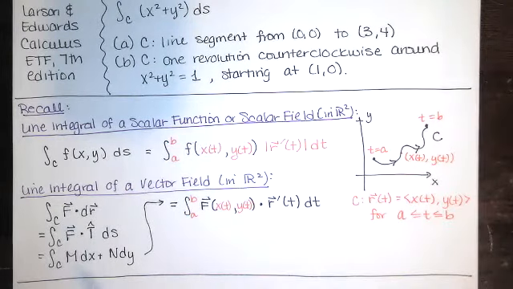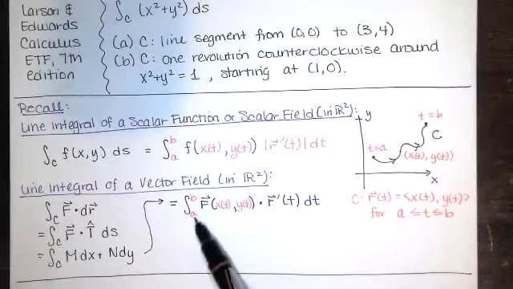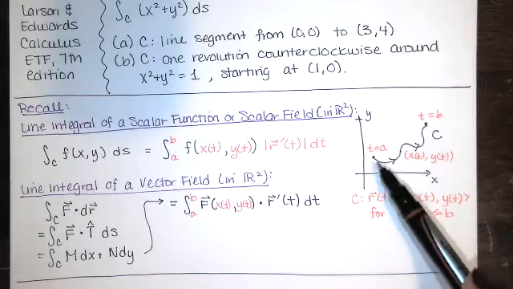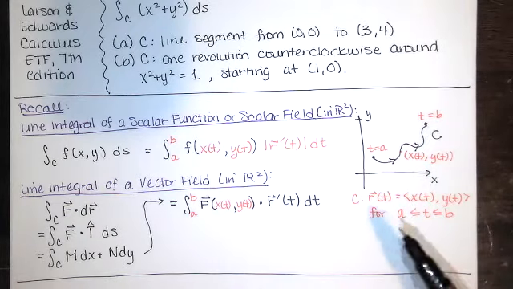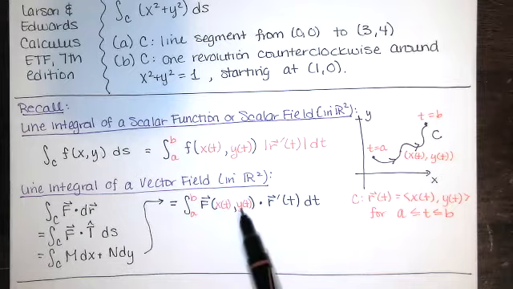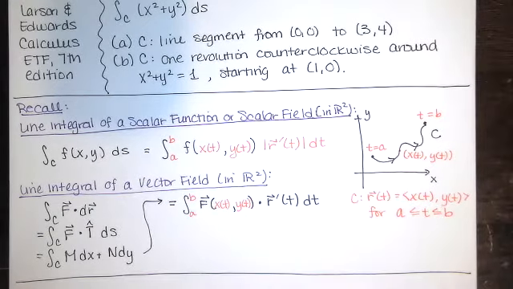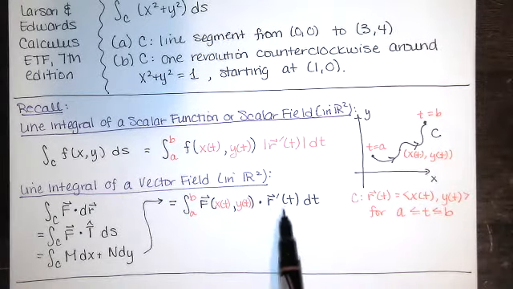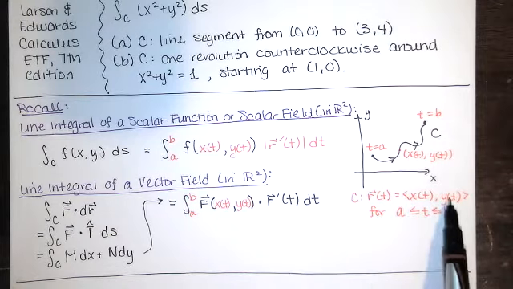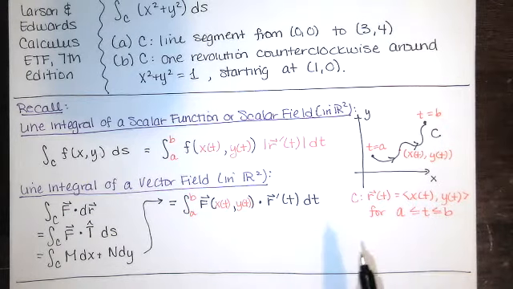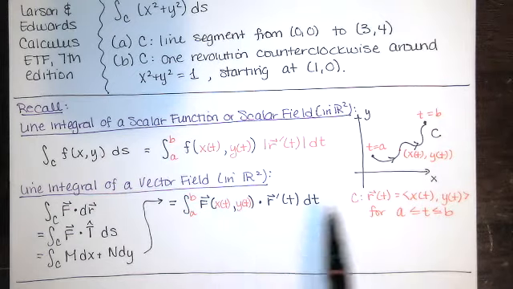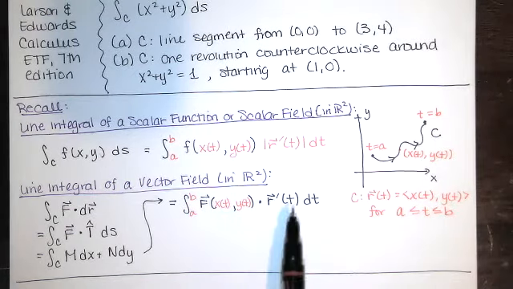Now, if our field is in the plane, we integrate from t equals a to t equals b, the same values that gave us that starting point and that ending point. Then we write our field in terms of t by replacing x with x of t and y with y of t. If we were in 3D, we would also replace z with z of t. And then you dot that with r prime. If this is r, remember you take the derivative component by component. And then you'll have a vector in terms of t, another vector in terms of t. You take the dot product and evaluate the integral.